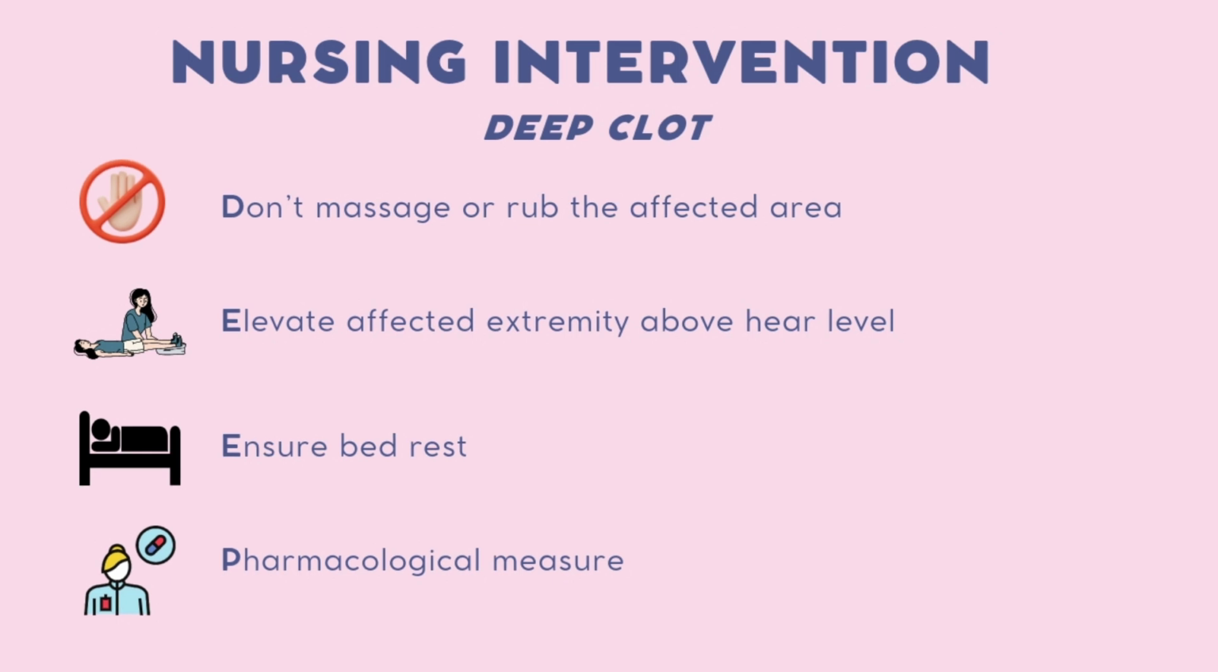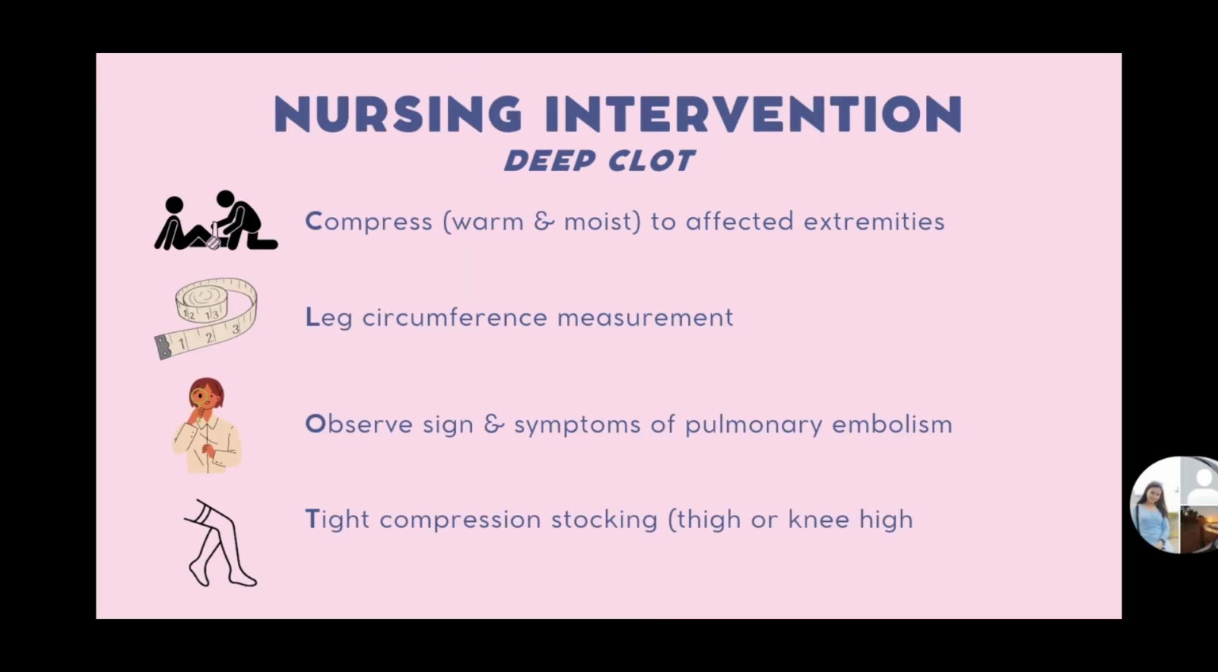If heparin has a toxicity, we have the antidote of protamine sulfate. If warfarin has a toxicity, we have the antidote of vitamin K. Next is C: compresses, warm and moist to the affected area. It helps the pain that the patient has and helps the circulation. Next is L: leg circumference. Compare the measurement with the unaffected leg because having a DVT is unilateral.